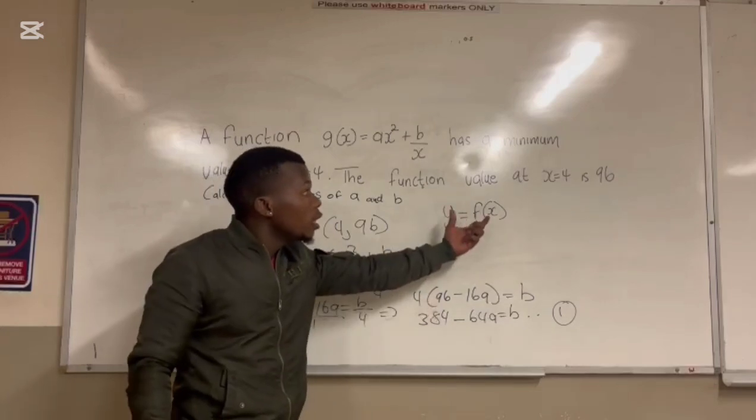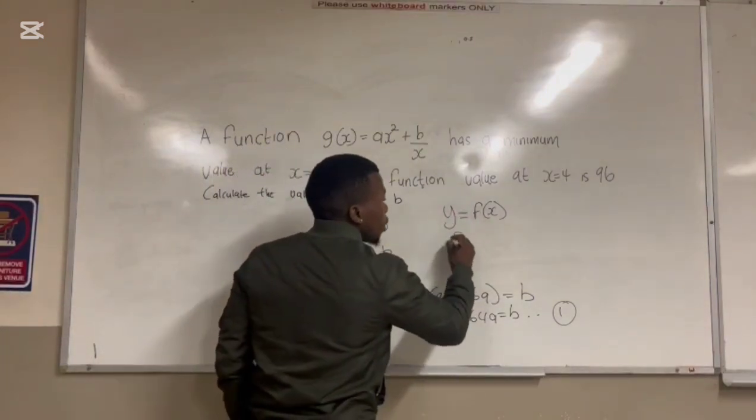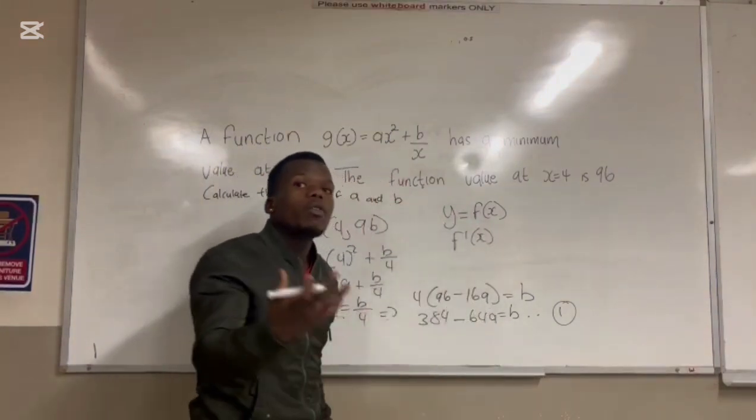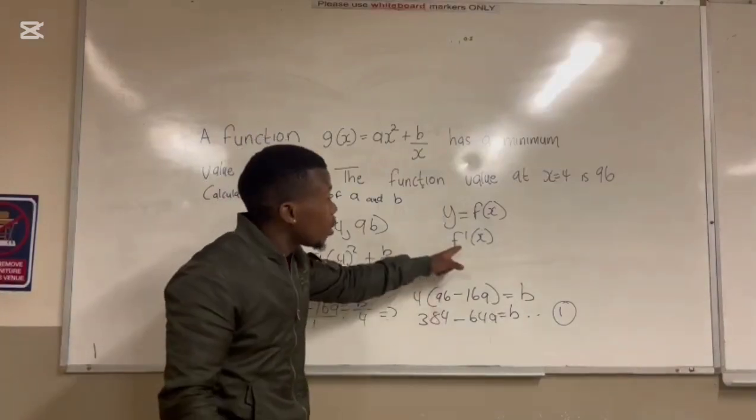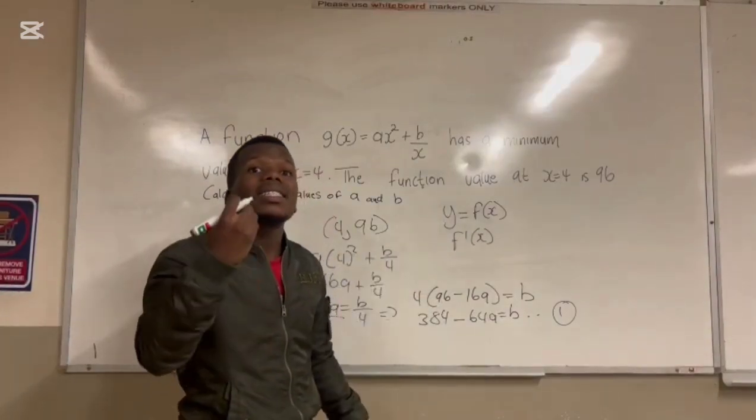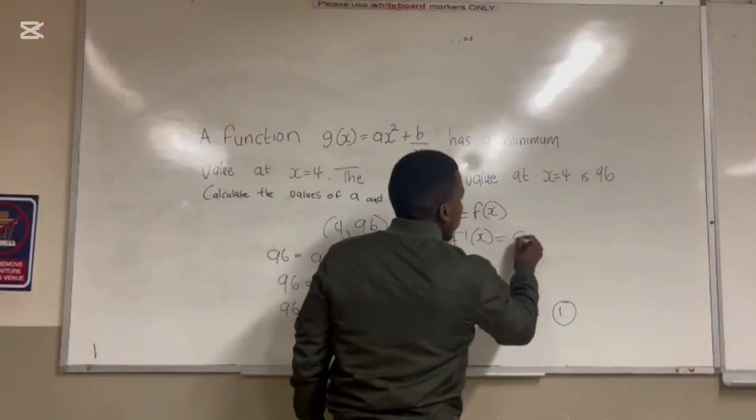Meaning, as I'm calculating those x values, I will say f prime of x. F prime of x is, my friend, the first derivative. This is going to be equal to what?